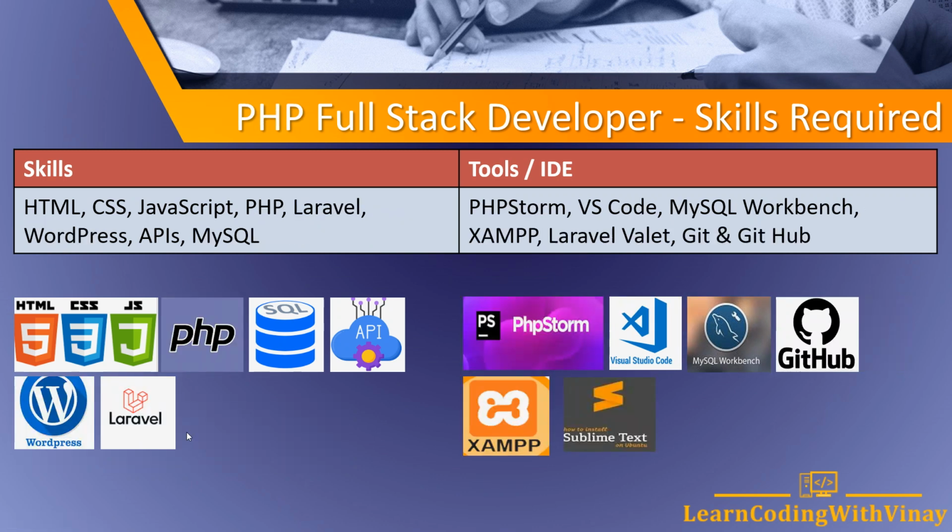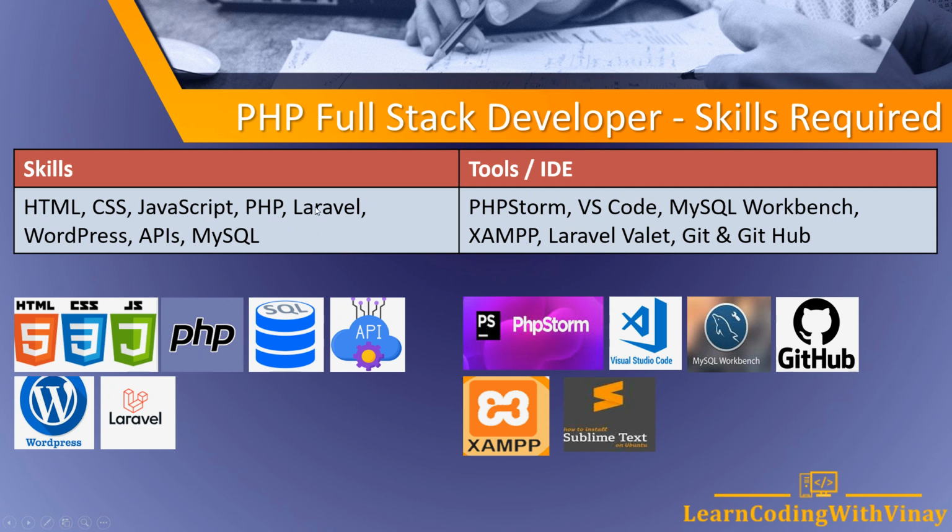And next is PHP full stack developer, right? So if you want to become a PHP full stack developer, then the things you should concentrate on are HTML, CSS, JavaScript, then PHP, Laravel, WordPress, writing APIs in PHP, right? And MySQL. PHP projects generally use MySQL as backend.